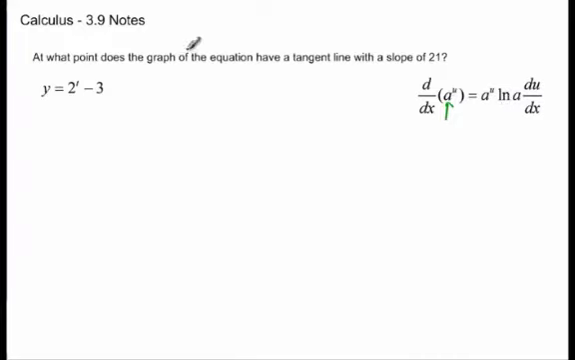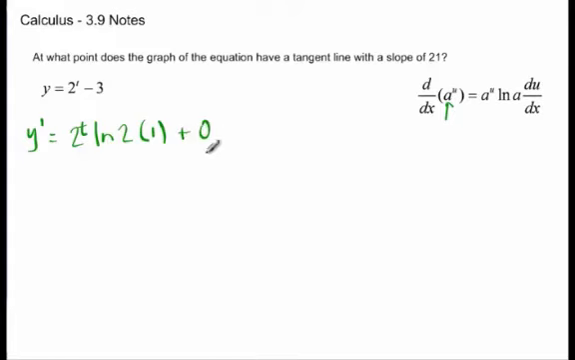Well, at what point does the graph of the equation have a tangent line with a slope of 21? So what we want to do is find y prime. Okay, and to do that, notice it's 2 to a power of t. So 2 to a power of t. What does that look like? Well, it looks like 2 to the t times the natural log of a, which is 2, and times the derivative of the t, which is 1. And then plus the derivative of 3, which is 0.